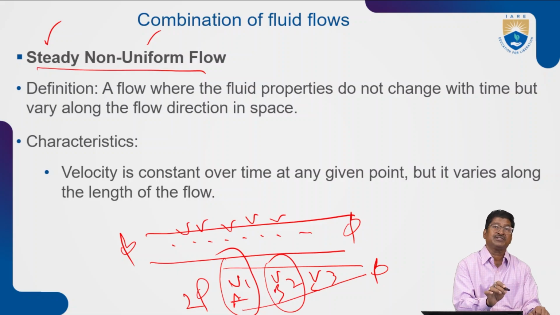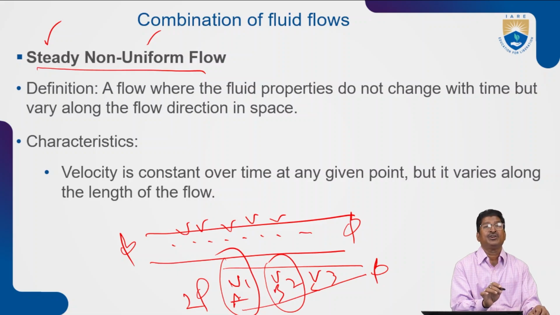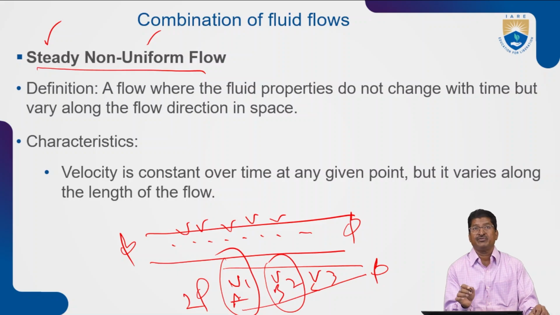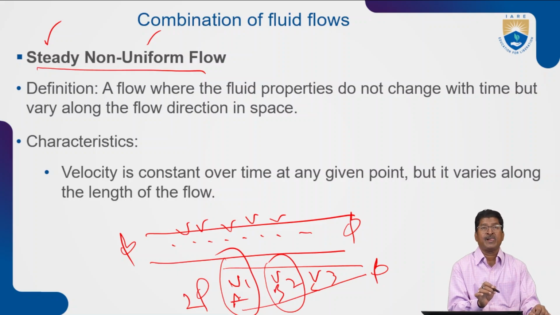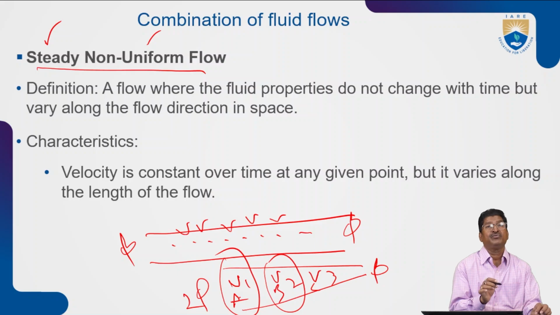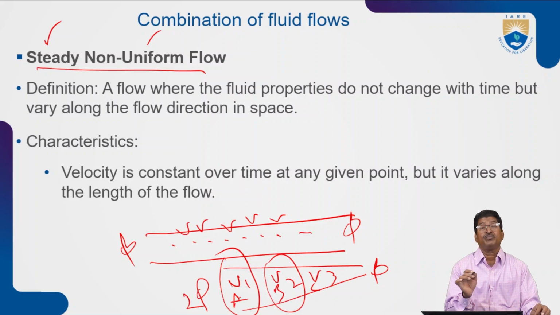So here is velocity. Steady means velocity is the same. Non-uniform means velocity is different. Steady is with respect to time: at a point, velocity is the same over time. But non-uniform flow means at different points A, B, C, velocity is not the same. So that is the definition. You see the definition here.